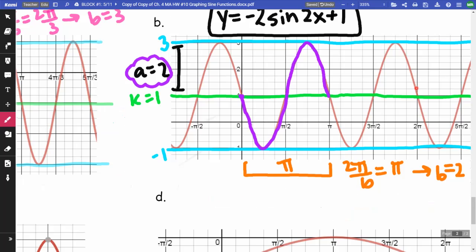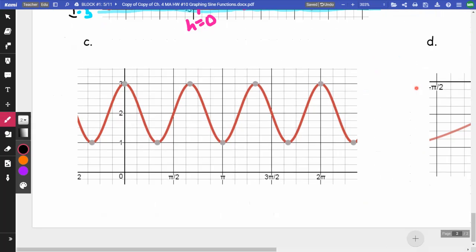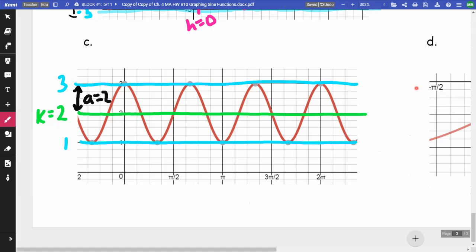So let's take a look at C and D. Okay, again, I like to draw in my vertical shift, which is here at 2. So that means my K is going to equal 2. I am going up to a height of 3 and down to a height of 1. So that tells me that my A from here to here is going to be 2 or negative 2, depending on where I'm going from. Okay.